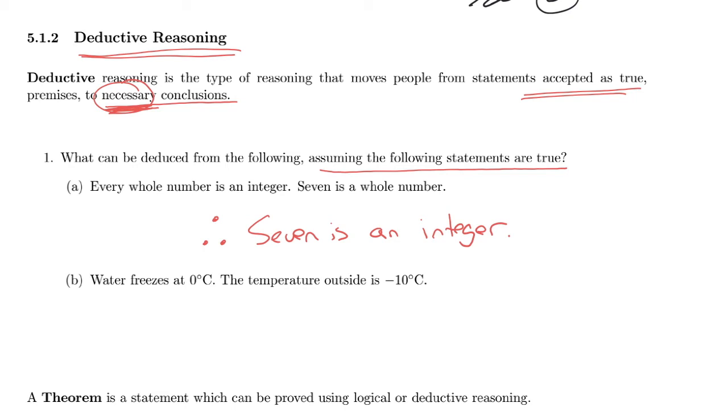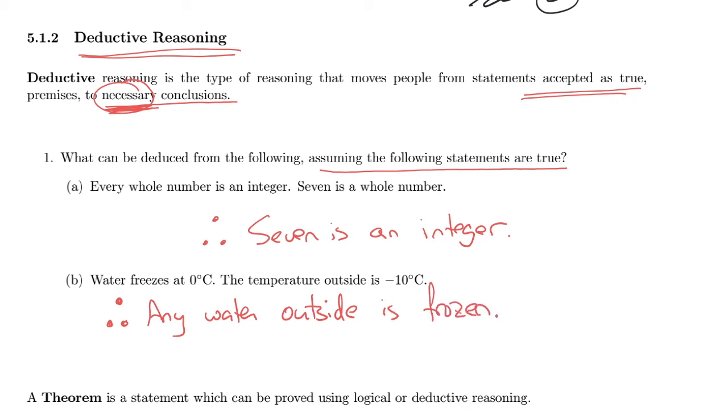Water freezes at 0 degrees Celsius. The temperature outside is negative 10 degrees Celsius. Now, you could fiddle with this situation a little bit, but I don't want you to. I don't want you to try to think around the problem. For right now, just accept it the way it is. So what this means is I could conclude, therefore, any water outside is frozen.